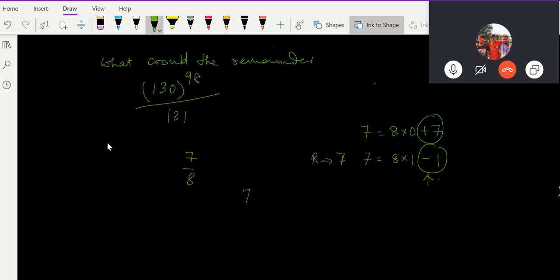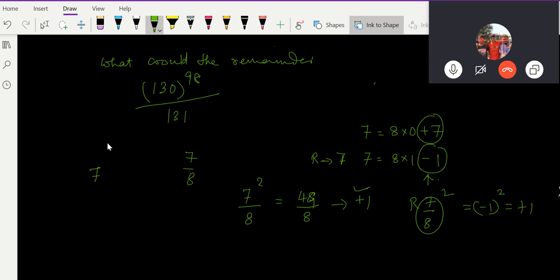Now why am I taking this as minus 1? Because if I want to calculate the remainder of 7 square by 8, this is 49 by 8. Remainder is plus 1, which is equal to the remainder of 7 by 8, whole square. And 7 by 8 has remainder minus 1, whole square, which is equal to plus 1, which is what I get.